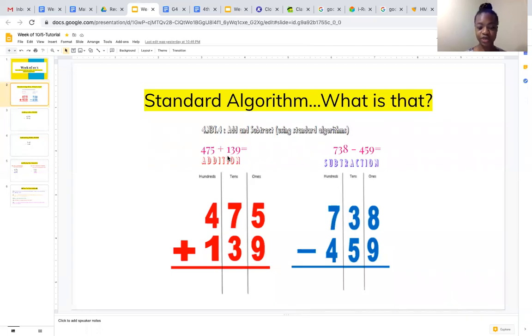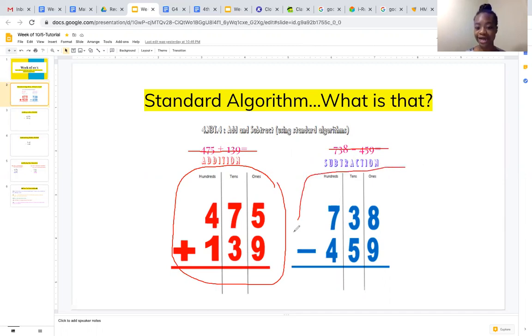475 plus 139 written horizontally, or across. We don't want to just write an answer next to that, or 738 minus 459. So what we want to do is make sure that we line our numbers up by place value. This is exactly what the standard algorithm of addition and of subtraction means. We want to make sure that the digits in the ones place are in that space, in the tens place, and so on and so forth.